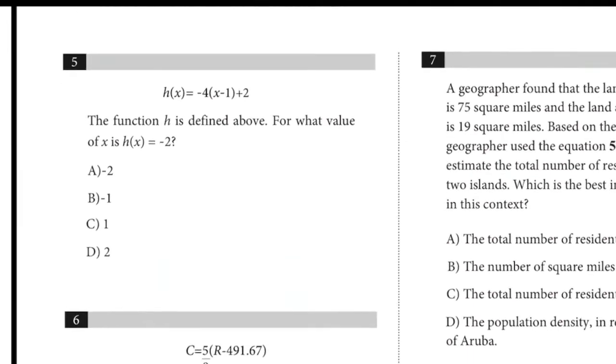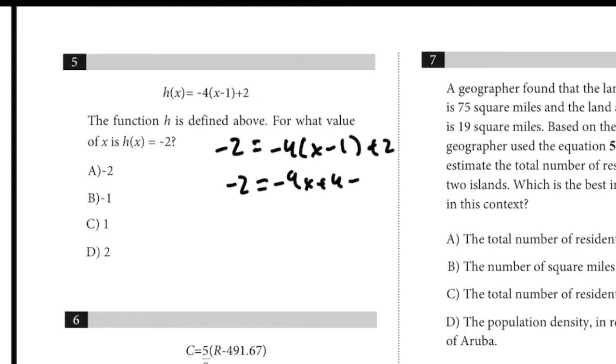The function h is defined above. For what value of x is h of x equal to negative 2? So all I'm going to do is set the left side of the equation as negative 2 equals negative 4 times (x minus 1) plus 2, right? I'm going to solve for x, so I'm going to distribute this, or expand it, and get negative 4x plus 4 plus 2. And 4x equals 2 plus 4 plus 2, so 4x equals 8. Divide each side by 4, we get x equals 2. So the answer is D.